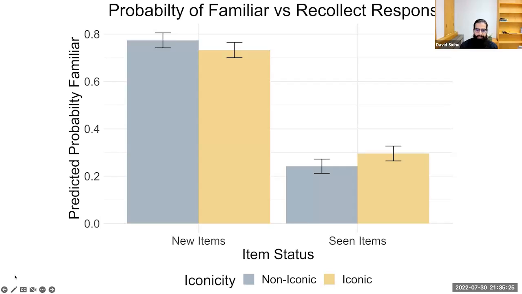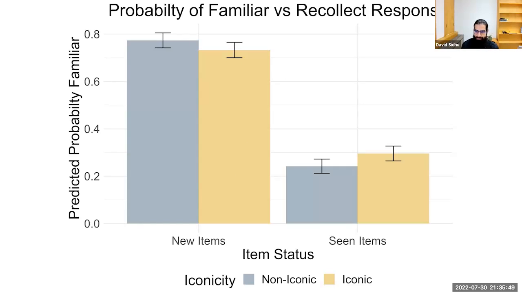Okay, so what I'm showing you here is on the y-axis, how likely they are to say that an item was familiar versus to say that it was recollected. And it's split up by new items, so items that they have not seen before, so these are false alarms, and items that they have seen before, so these are the hits. And the color corresponds to non-iconic versus iconic. So you can see there's a main effect of item status, much more likely to say that an item is familiar versus recollected if it's new.